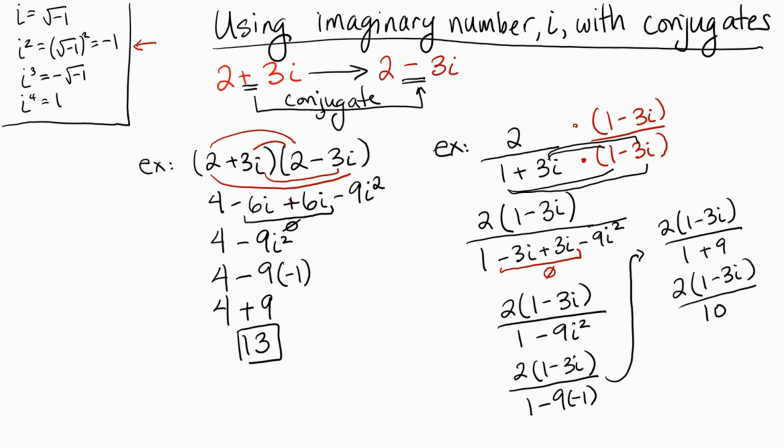All right, now take a look at that 2 and 10. We can simplify that to 1 and 5. There we go. So our final answer is going to be 1 minus 3i on top, or in the numerator, over 5. And that's going to be our final answer for simplifying this problem.